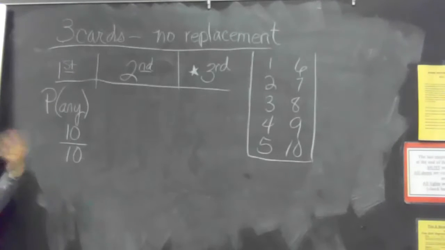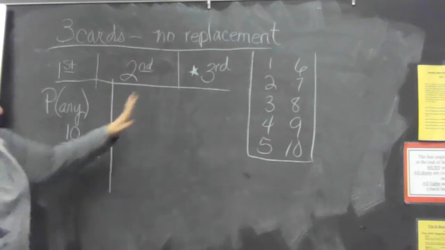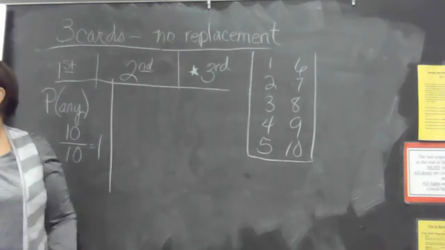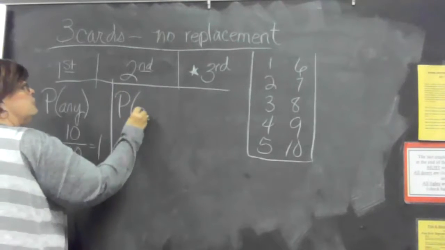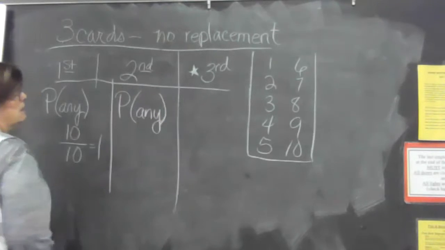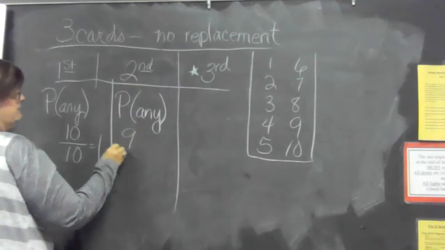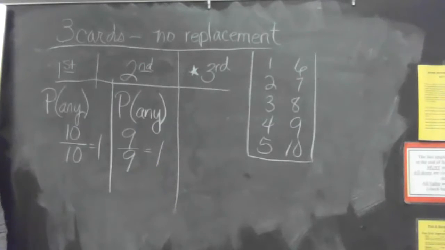Because I can get any of them and make it true, right? Yeah. And that equals 1. Okay. Now it says no replacement, so I took it out, threw it away. Now, what is the probability? They didn't say anything about the second card. So what's the probability of getting any card? 9 out of 9. And that simplifies to just 1.